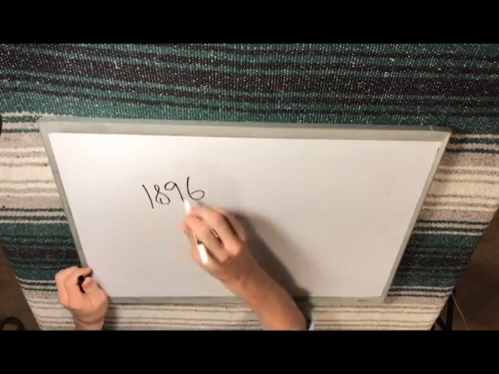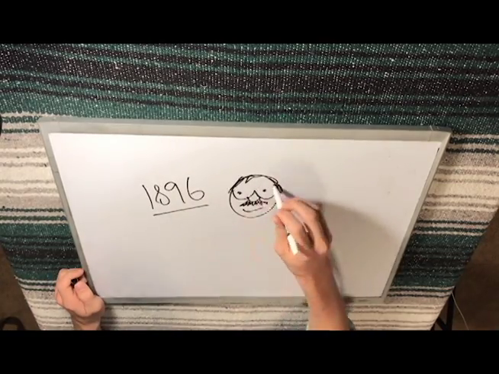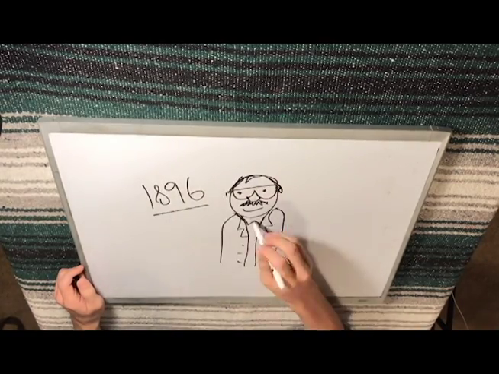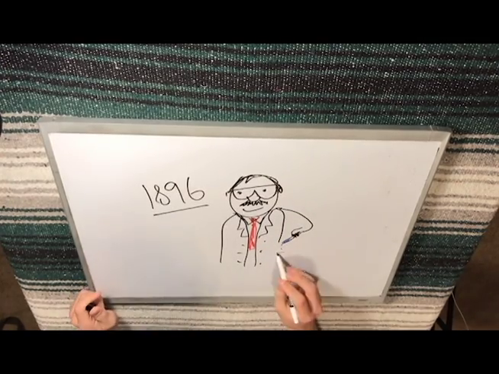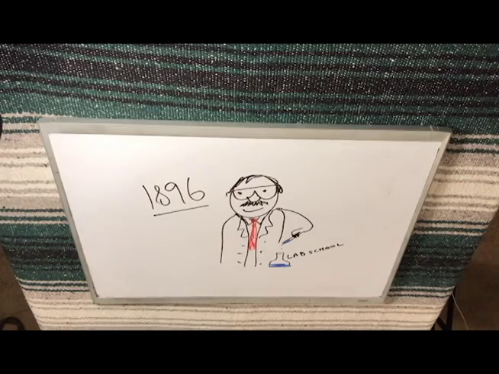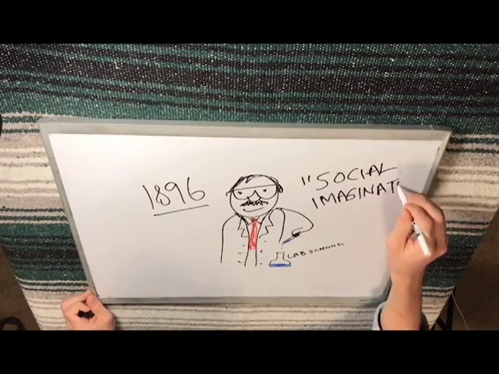In 1896, John Dewey began his laboratory school at University of Chicago with the goal of developing a method of teaching which would foster what he called social imagination in his students and teach them to cooperatively solve material problems encountered in the real world.